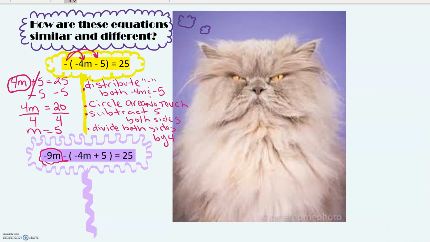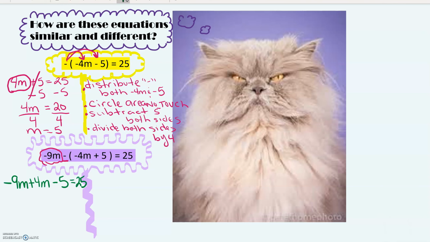So now that we have that top equation solved, we need to figure out how to use those same types of steps to solve that second purple equation, but we have that silly negative 9m in front. So take a moment, pause the video, and write down some ideas. How do you think we're going to solve this one?